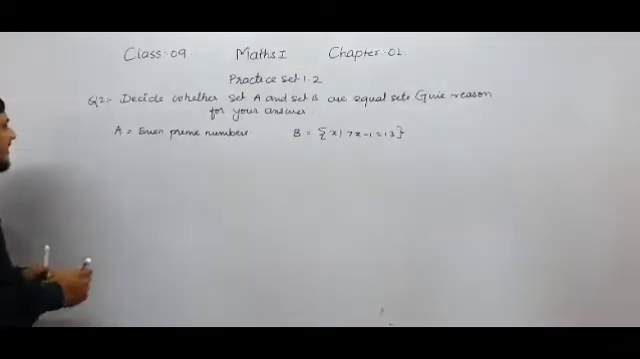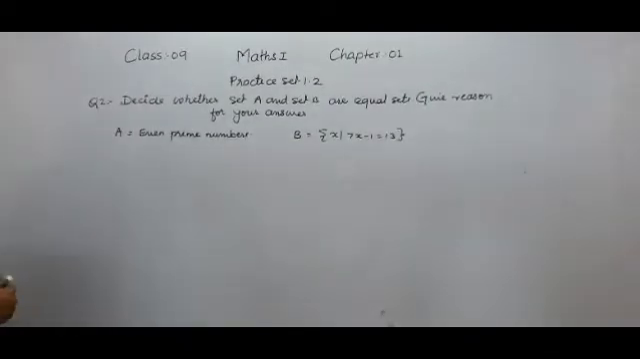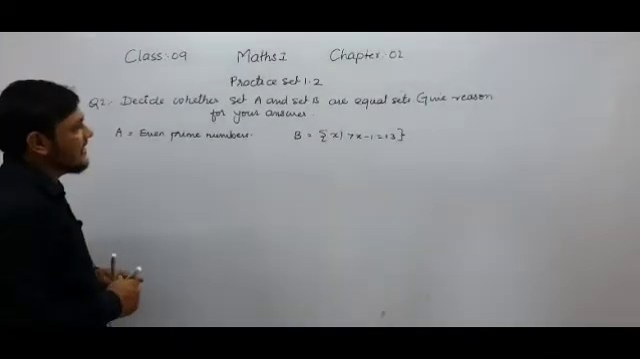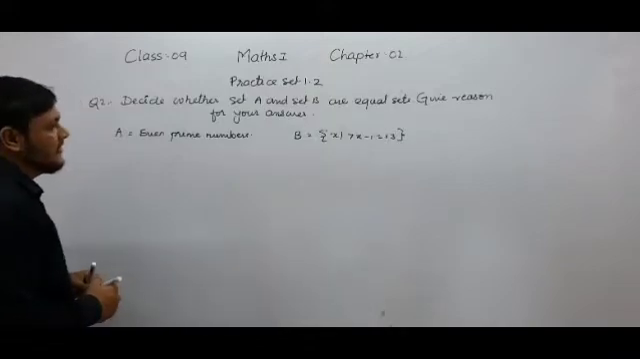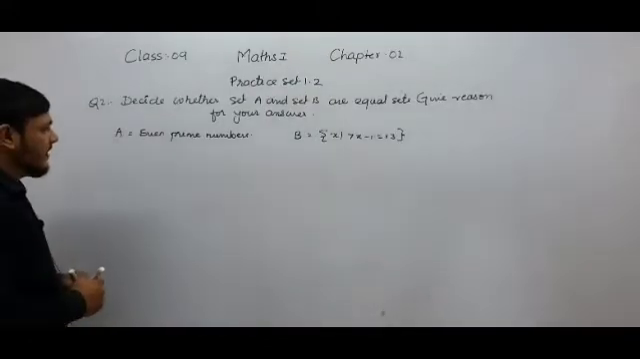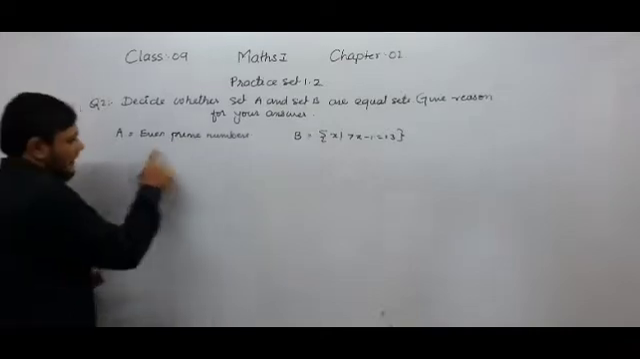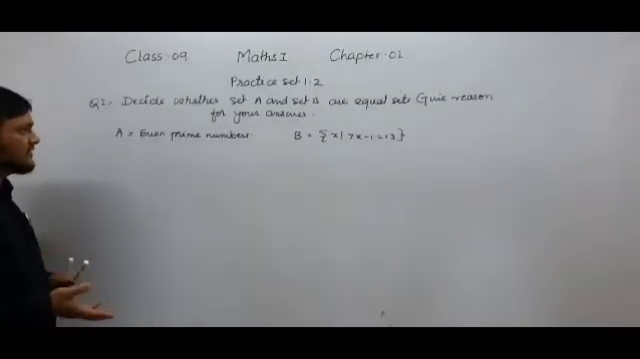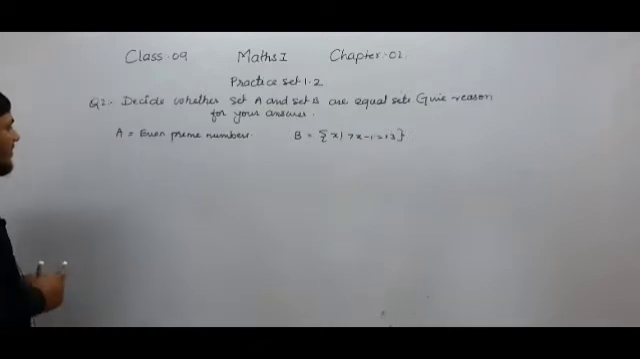Now we will move towards the next question. The next question is: decide whether set A and set B are equal sets. Give reason for your answer. It means we have to see whether A and B, both the sets, are equal sets or not, and if they are equal sets, then you have to give the reason why they are equal sets.